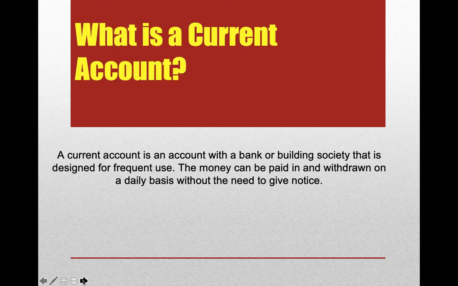So when we're looking at current accounts, this is an account that's set up by a bank or building society and it's designed for frequent use. So you can have things like your wages paid into this account, any expenditure that you've got. You can have your checks paid in and out. So it's an account that is used quite frequently.